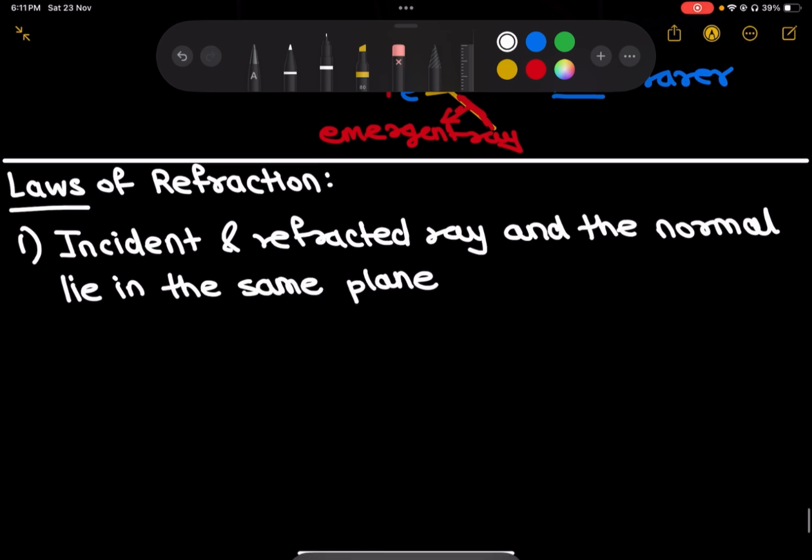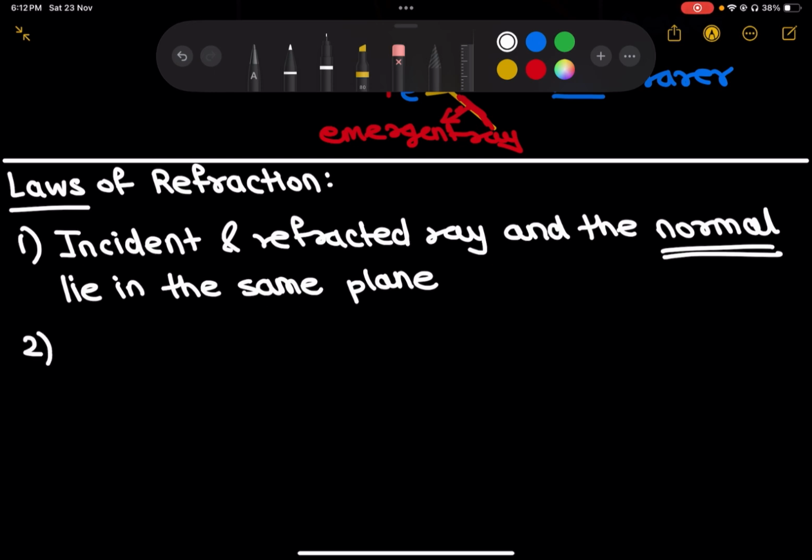You have to write the information about normal. It is at the point of incidence, or at the point of intersection with the interface, right? So you have to write that. I've not written it, just remember, okay? So the incident ray, refracted ray, and normal all lie in the same plane. Simple. That's the first law.